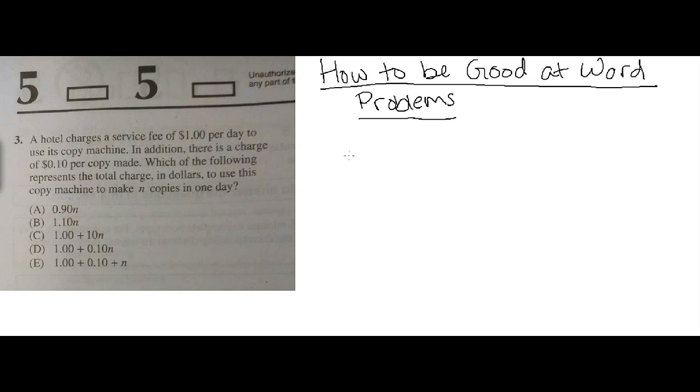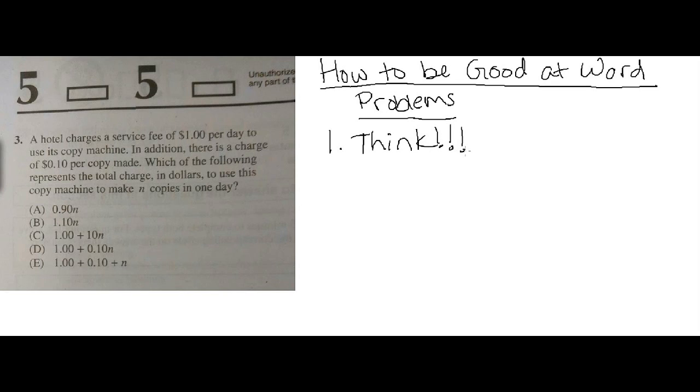So the question says, a hotel charges a service fee of $1 per day to use its copy machine. In addition, there is a charge of 10 cents per copy made. Which of the following represents the total charge in dollars to use this copy machine to make N copies in one day? So the first tip that I'm going to give you guys, number 1, is to think.